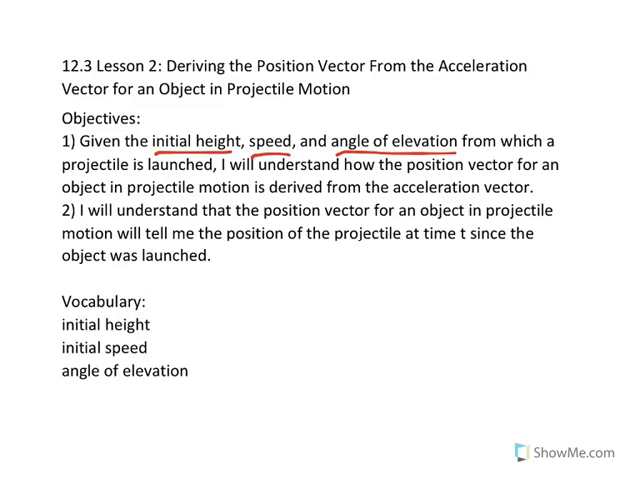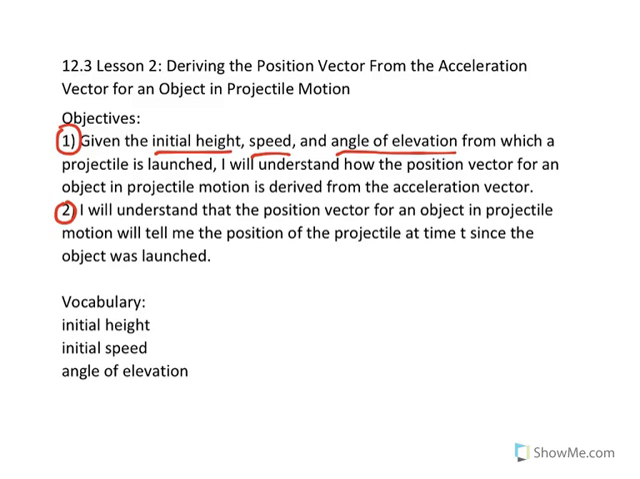So in this problem, we will consider that the only force acting upon the projectile after launch is the force due to gravity. So we're not going to consider anything due to air resistance. So we'll neglect air resistance. Objective 2, you will understand that the position vector for an object in projectile motion will tell me the position of the projectile at time t since the object was launched.